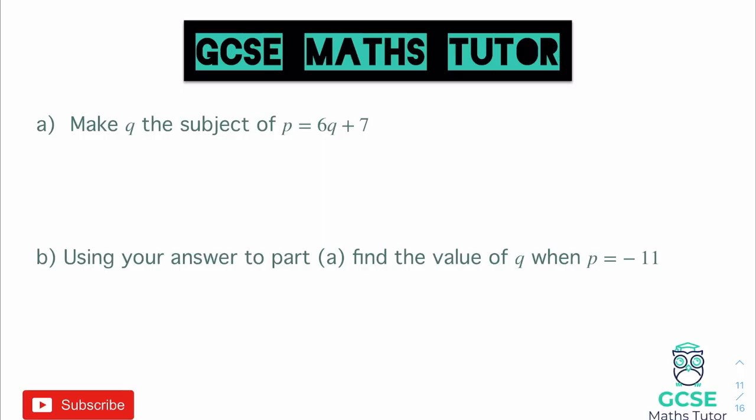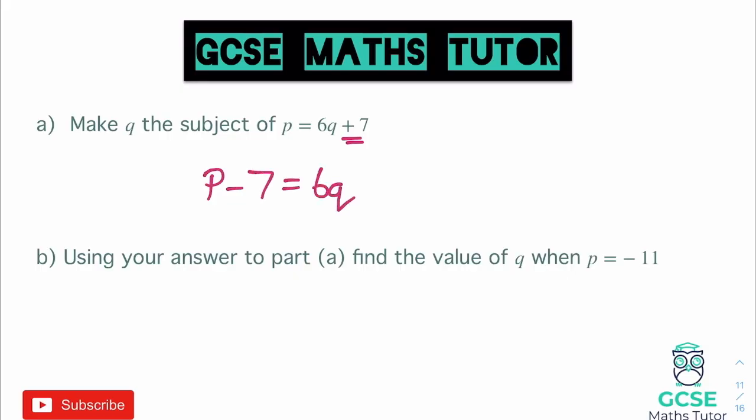So this one here says make Q the subject of, and then we have a formula to rearrange. So when making Q the subject, we need to get rid of that constant to start with, so we're going to get rid of this +7. We're going to do that by minusing 7 to the other side. So our first step would say P minus 7 is equal to 6q.